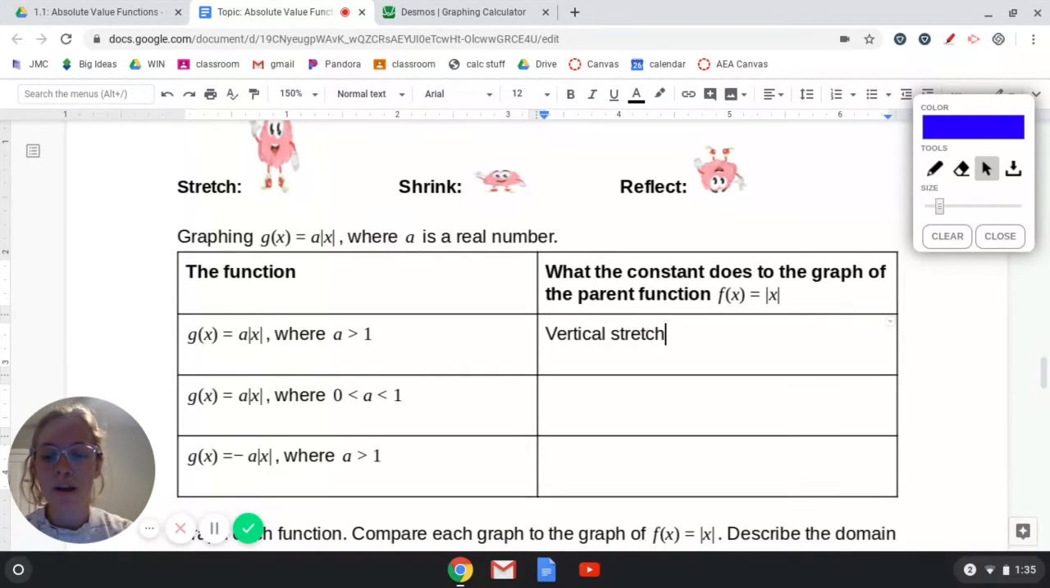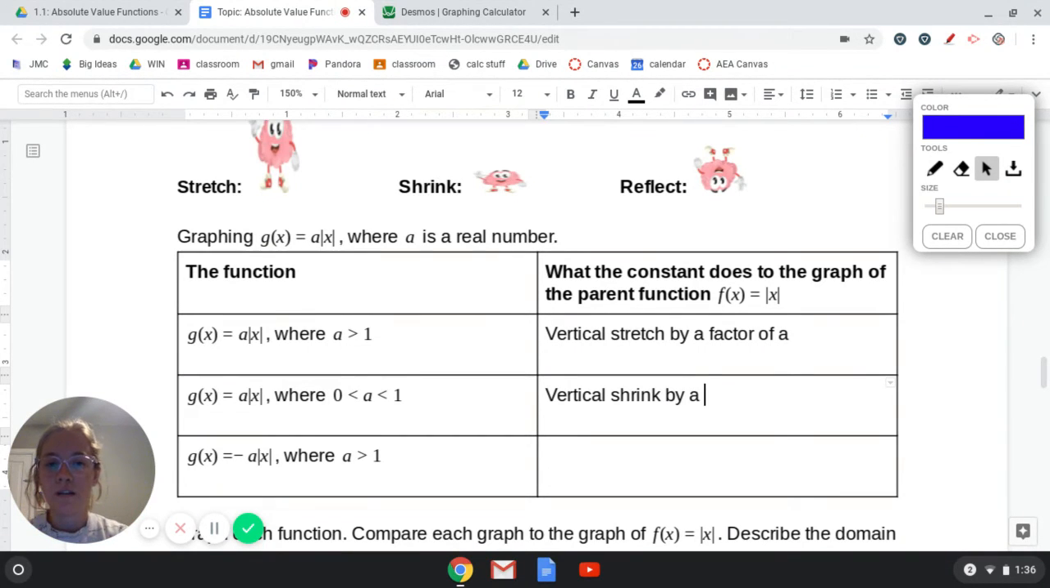whatever that a is. So for example, if a is 3, that means your slope will be 3, as opposed to if a is 2, your slope would only be 2. So 2 would be less steep than the factor of 3. Okay, what if 0 is less than a is less than 1? This means what if a is between 0 and 1? So it's a fraction that's less than 1. This is a vertical shrink. The v got wider, it's a wider graph, by a factor of a. Whatever a is, 1/2, 1/3, 1/4.